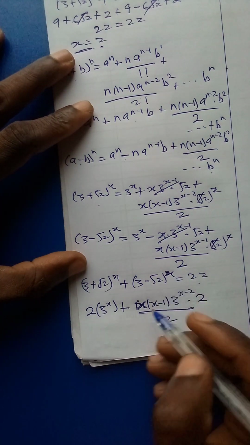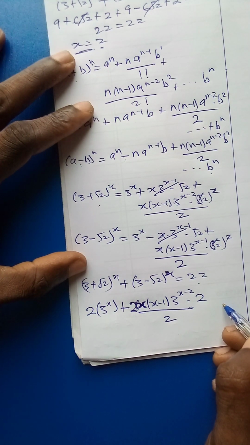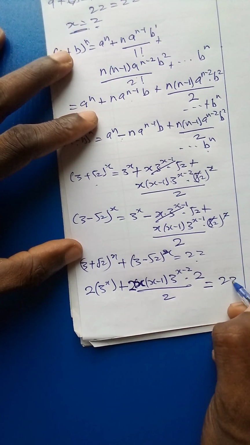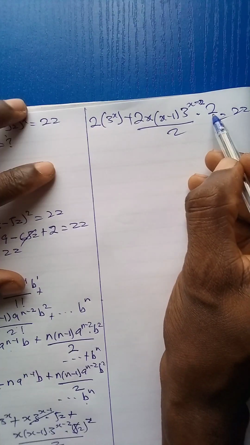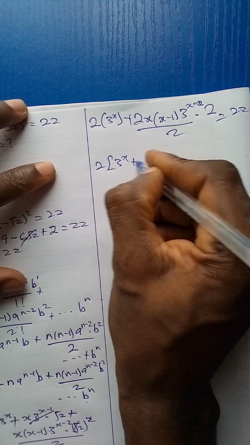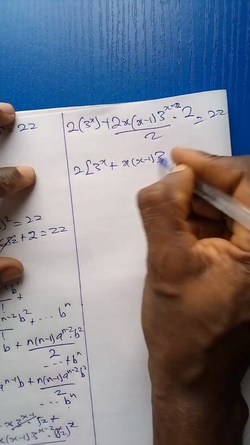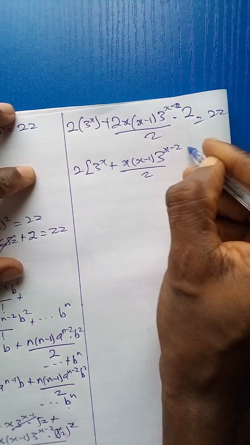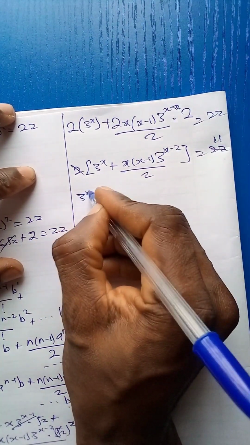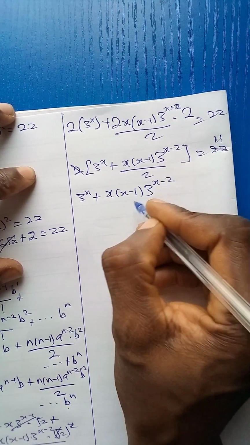I have to multiply this by 2 because I am adding similar terms together, down till root 2 to power x, which will become insignificant. It is equal to 22, just as the question says. If we factorize 2 out, we have 2 bracket 3 to power x plus x bracket x minus 1 times 3 to power x minus 2, all over 2, will give us 22. Now, 2 here will divide here, giving us 11. So 3 to power x plus x times x minus 1, 3 to power x minus 2.